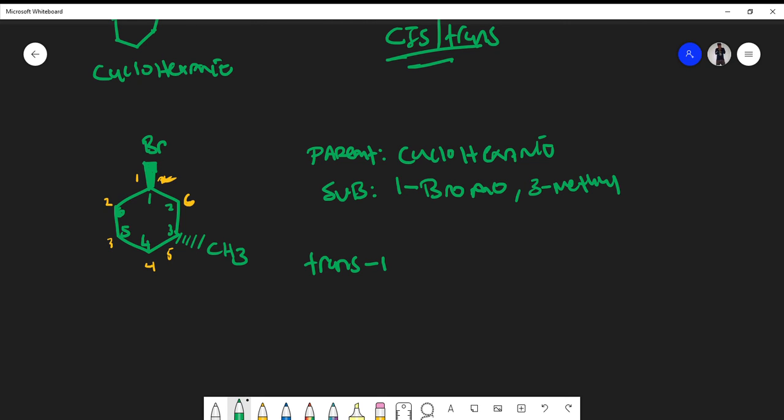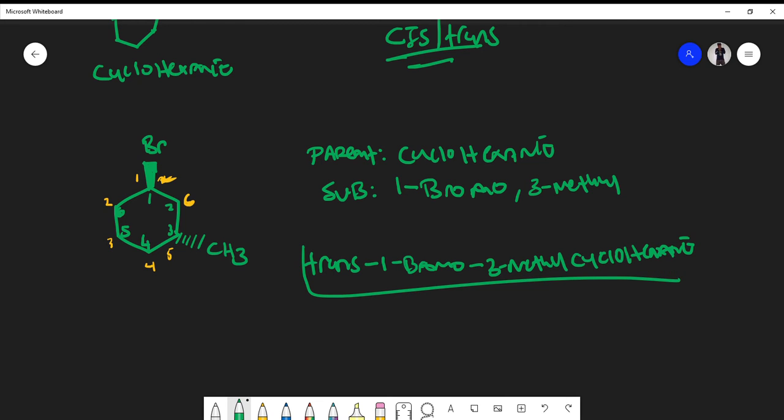Then we do the substituents in alphabetical order. So this is 1-bromo, since B comes before M in the alphabet, dash 3-methyl, and again we don't put any more dash, we just put the parent, which would be cyclohexane. So this is the molecular name, or the IUPAC name for the structure.